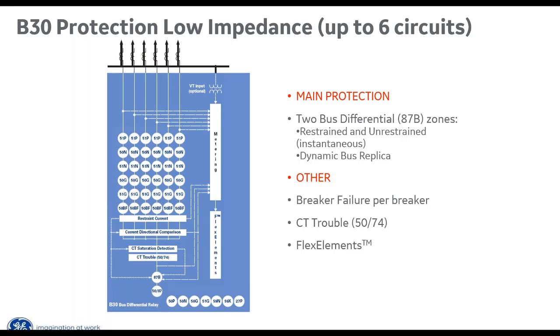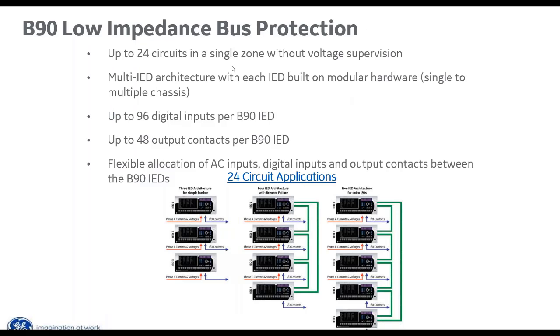Just some of the products that we have, a little bit of a commercial part of the presentation here, is the B30, which we could do up to 6 for low impedance. We're talking about low impedance bus differential. We could do up to 6 circuits, up to 6 restraints in the B30. And then if you have more than that, we can go up to what we call the B30 multi-box solution, where we can have up to 24 circuits in a 3 or 4 box solution. But again, you will need to have multiple boxes.